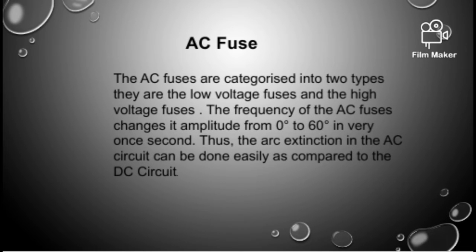The other category of fuse is AC fuses. The AC fuses are categorized into two types: the low voltage fuses and the high voltage fuses. The frequency of the AC supply changes its amplitude from 0 degrees to 60 degrees and varies every second. Thus, the arc extinction in the AC circuit can be done easily as compared to the DC circuit. Let's start with the high voltage fuses.